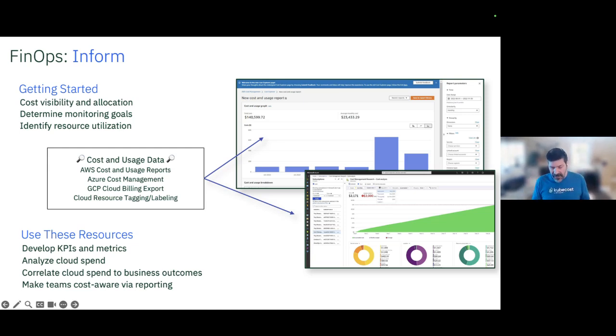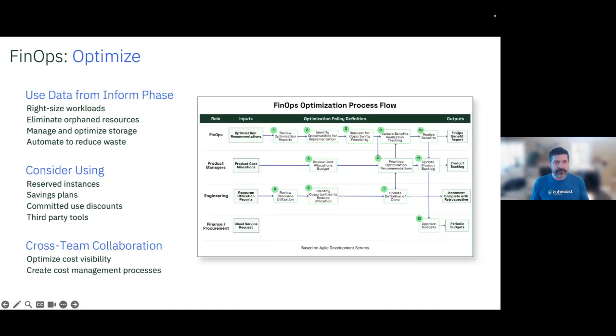So this first phase is done largely by data gathering and then making that available in a non-complex way that's easy to work with, easy to share, and gets everybody on the same page of understanding about utilization and cost. In the next phase, we want to optimize.